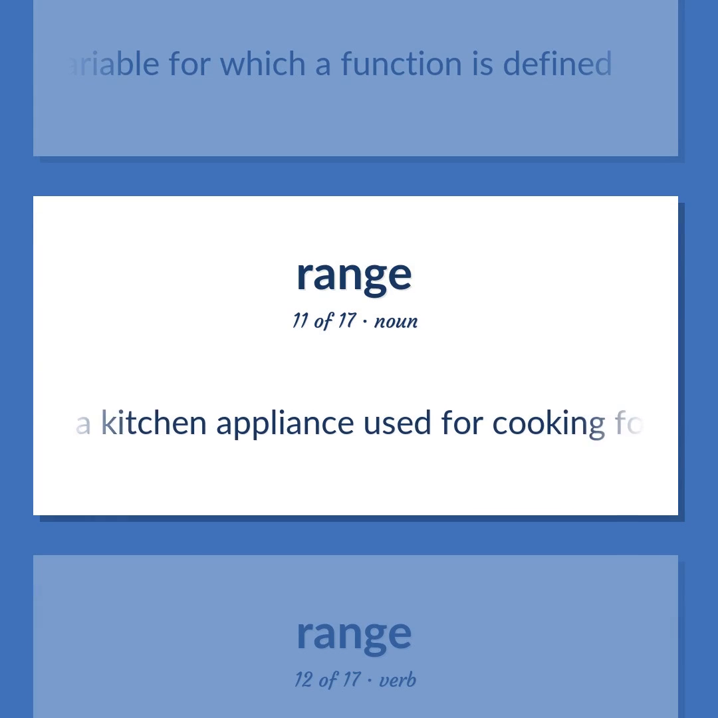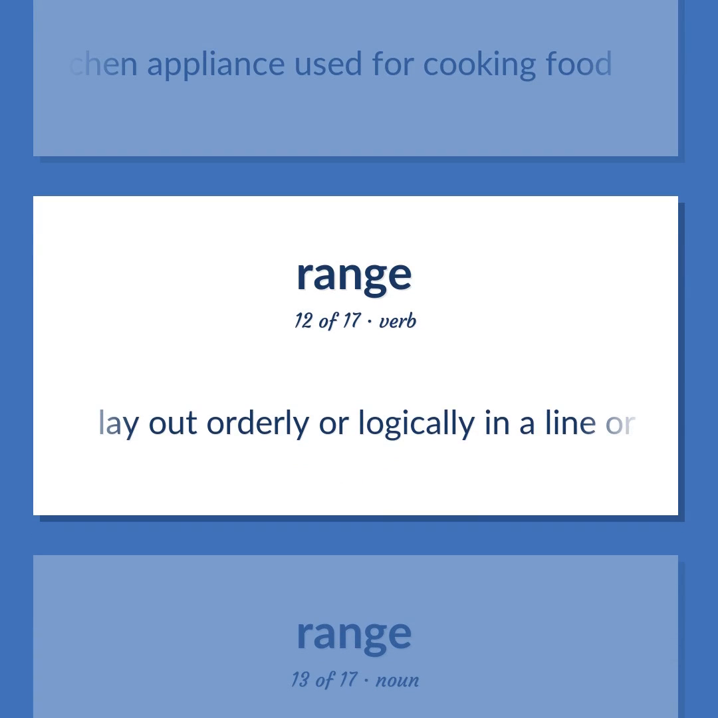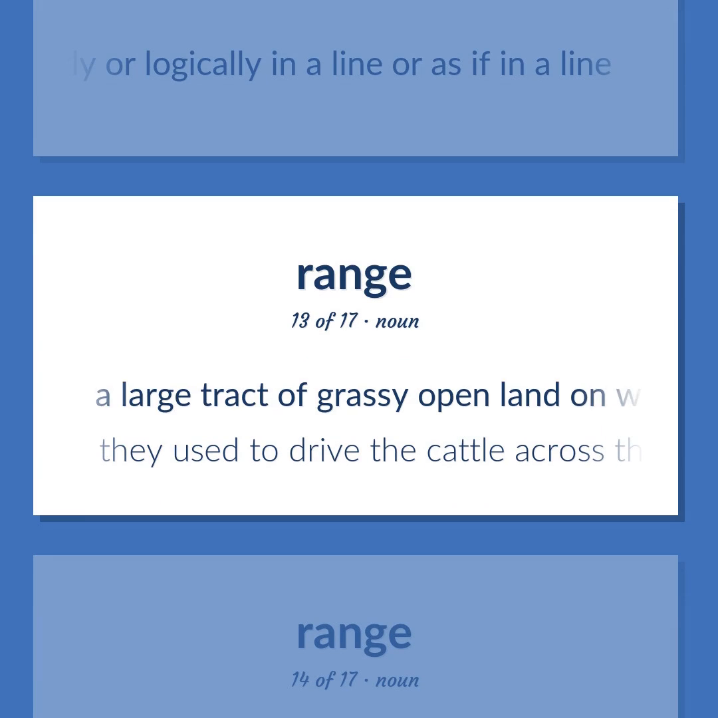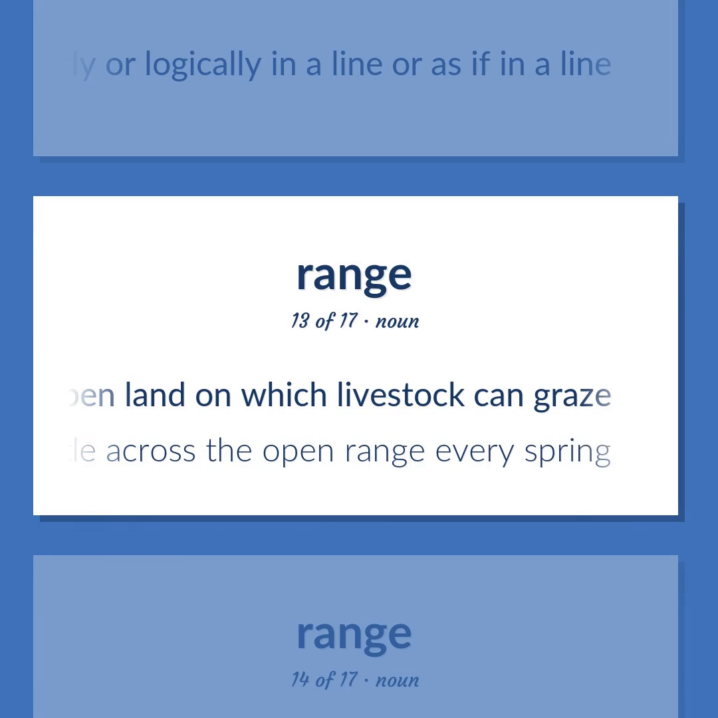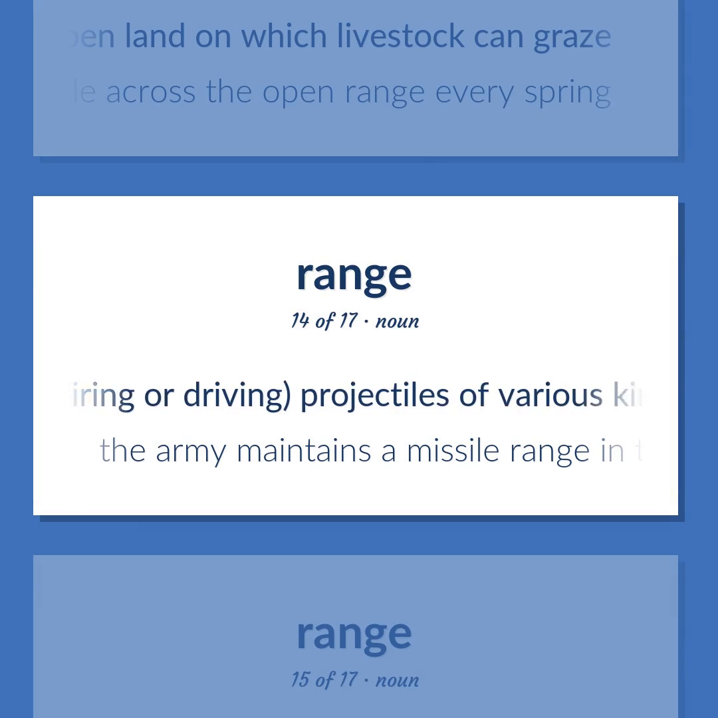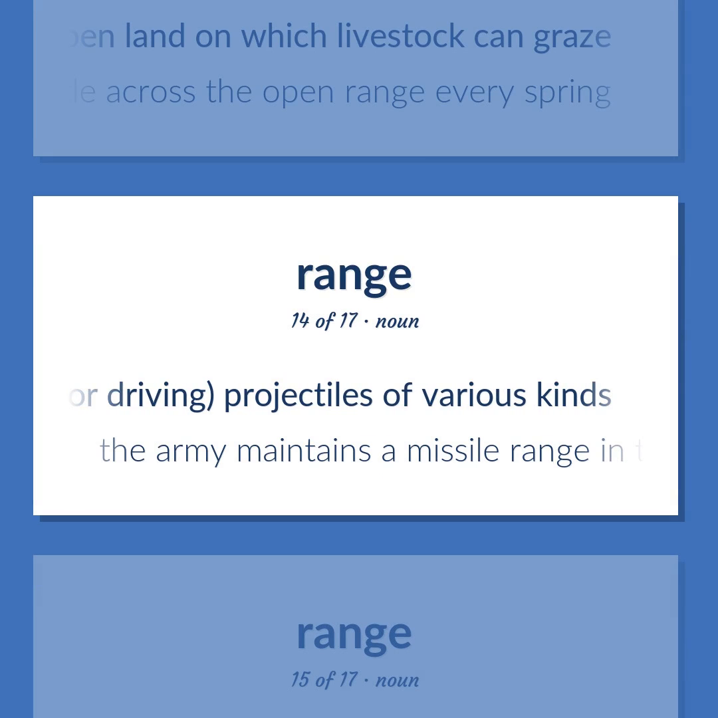A kitchen appliance used for cooking food. Lay out orderly or logically in a line or as if in a line. A large tract of grassy open land on which livestock can graze. They used to drive the cattle across the open range every spring. A place for shooting, firing or driving projectiles of various kinds. The Army maintains a missile range in the desert.